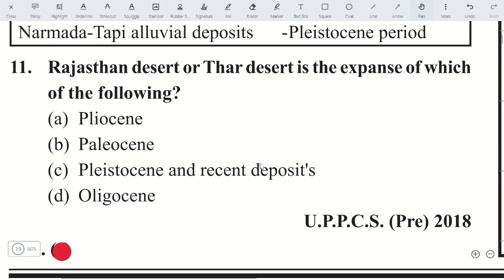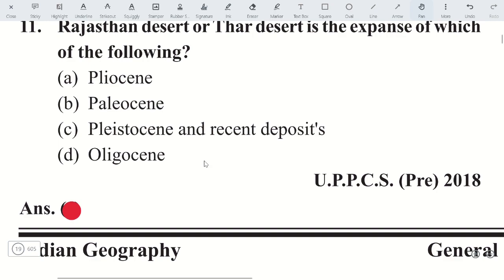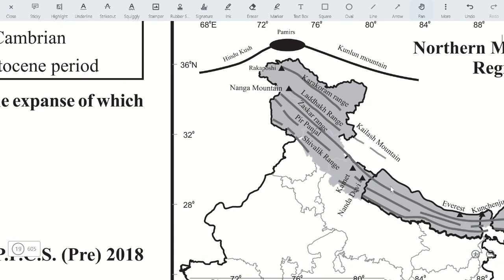Rajasthan desert or Thar desert is the example of which of the following? Pliocene, Paleocene, Pleistocene, recent deposits, Oligocene. C option will be correct. Let's check out the next question.